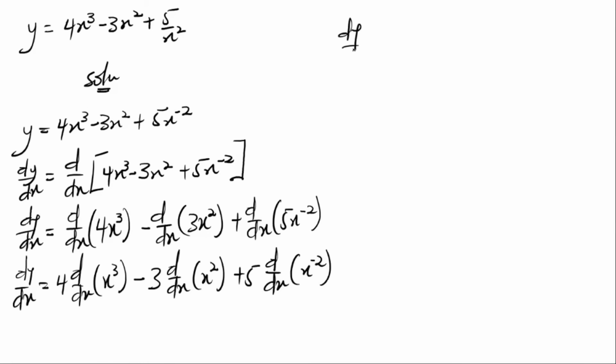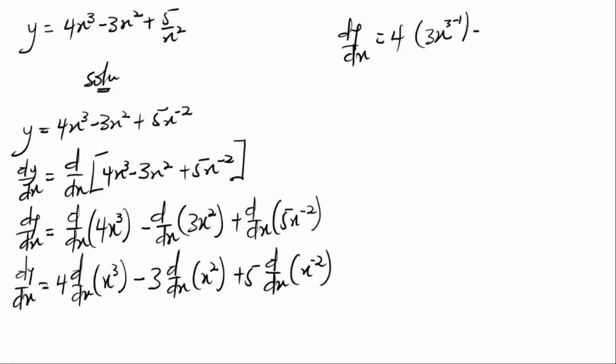Our dy dx becomes what? We now have this 4 over here. We still have it over here. Then we differentiate this function. Now if we differentiate what? x cubed, it becomes what? The 3 comes and multiplies the x. So we have 3x raised to the power 3 minus 1.